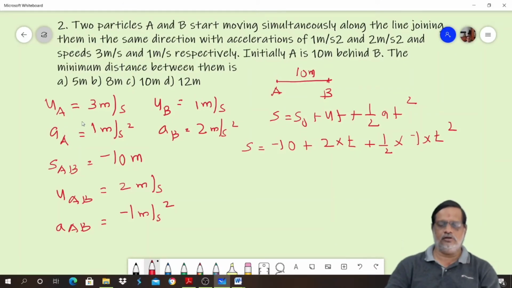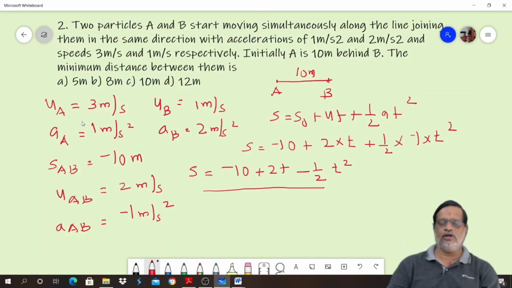So now let us simplify this. Rearranging, we get s equal to minus 10 plus 2t minus half t square. I have rearranged this, so this is going to be our equation.